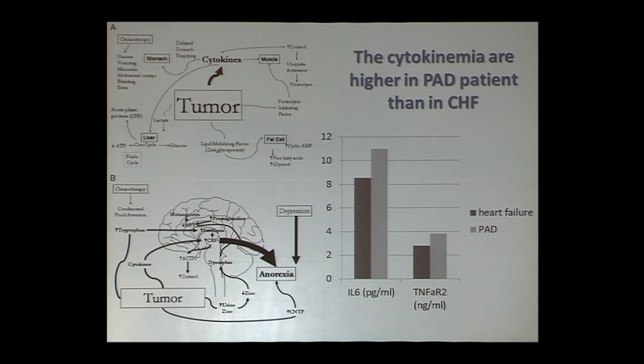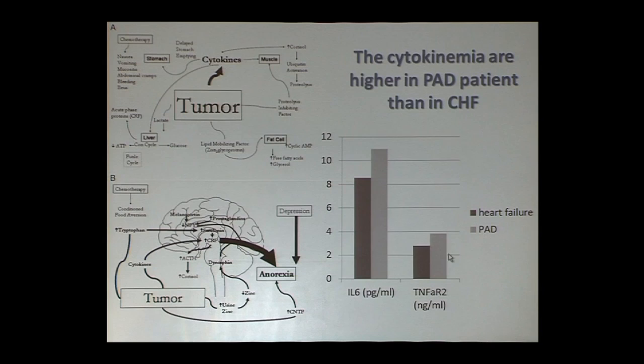Looking here just at two specific cytokines, and I'm not going to talk too much about cytokines, but IL-6 and tumor necrosis factor alpha receptor 2. These are very commonly measured research biomarkers. And if you look at, this is from our data, it's not published, but if you look at interleukin-6, it's higher than the patients who have CHF stage 4 heart failure. And if you look at TNF alpha receptor 2, which is a very common marker for the CHF heart failure stratification, it's higher in PAD with CLI. So that PAD means CLI here.